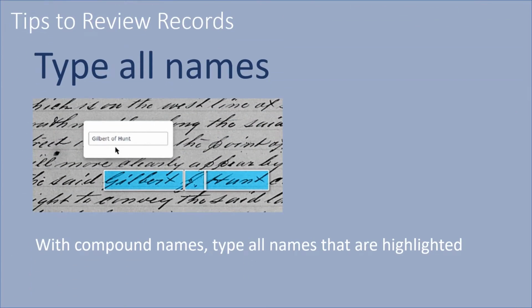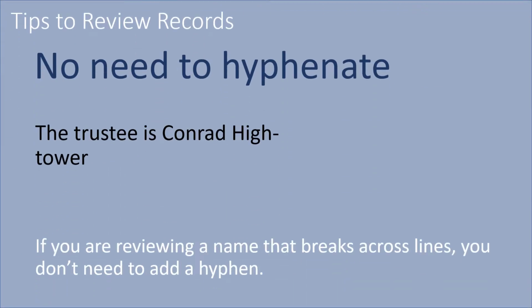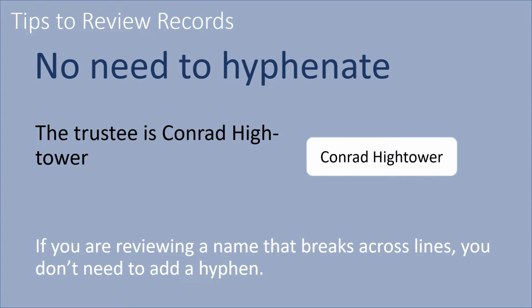Type all names. With compound names, type all the names that are highlighted. So in this case, first of all, you have to change the OF. You would type in Gilbert J. Hunt. No need to hyphenate. If you're reviewing a name that breaks across lines, you don't need to hyphenate. So in this, it says the trustee is Conrad Hightower. You would type in Conrad Hightower with no hyphen.